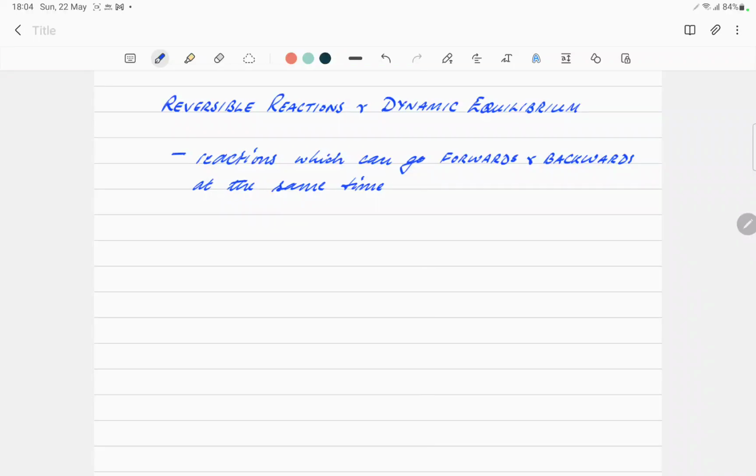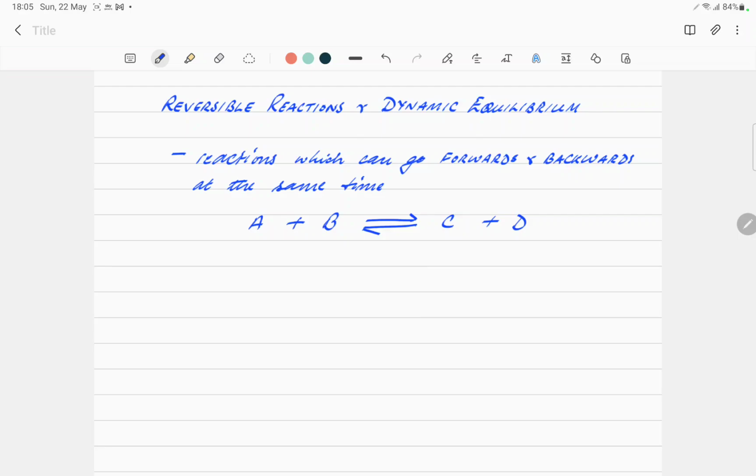Right, so reversible reactions and dynamic equilibrium. Reversible reactions are reactions which can go forwards and backwards at the same time. So if you have an example of A plus B reactants going that way to produce C plus D, then spontaneously the products C plus D can also react with each other to go back to becoming the reactants.